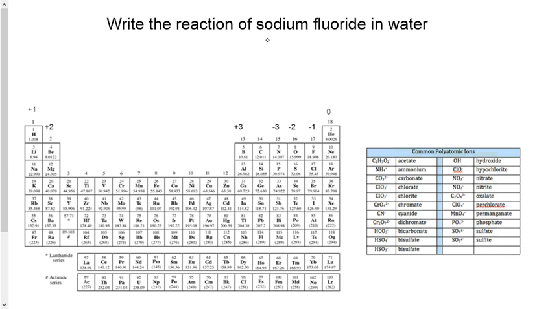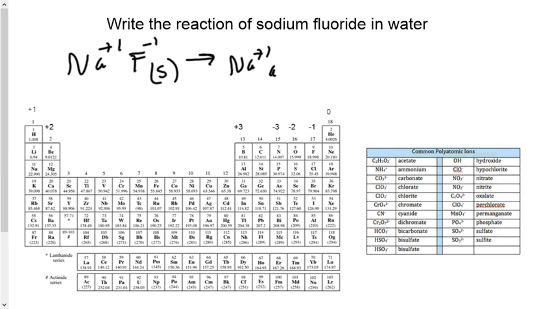Let's see. We've got sodium fluoride. So sodium is in group 1, so that's Na. And that'll be a plus 1. Now fluoride is not listed on our polyatomic ion chart, so that must be on our regular periodic table. And there it is, F. So that's going to be F, and that's minus 1. And that'll be a solid. We don't need to crisscross charges because they're the same. So that's going to break into a sodium positive 1 aqueous ion plus a fluoride minus 1 aqueous ion.